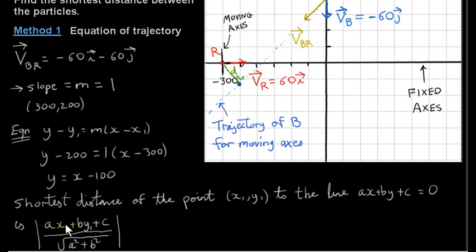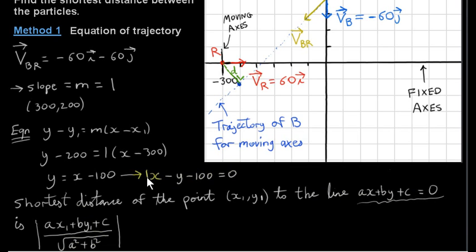Now, from coordinate geometry of the line, the shortest distance of the point x1, y1 to the line ax plus by plus c equals 0 is ax1 plus by1 plus c divided by the square root of a squared plus b squared. Now, if you haven't seen this before, I will be doing this problem using another method. But anyway, I'll just run through this. We have to get our line in this form here. So, as you can see, it's not in the correct form for this formula. Now, we have the line in the correct form. It's in the form ax plus by plus c equals 0.